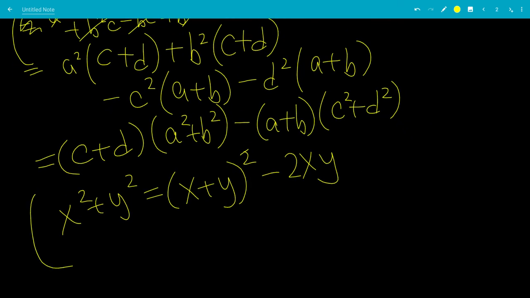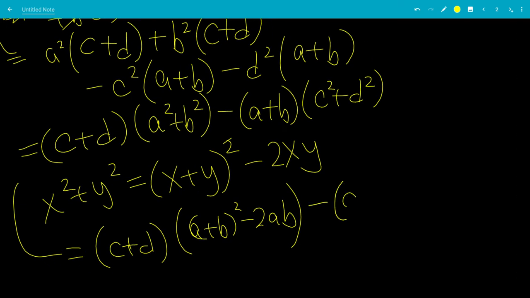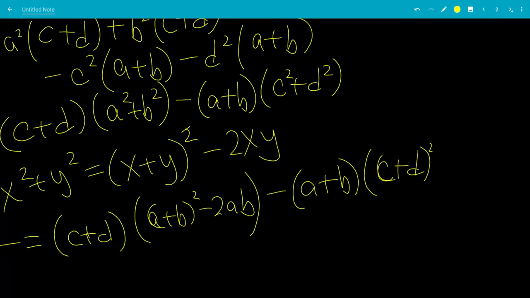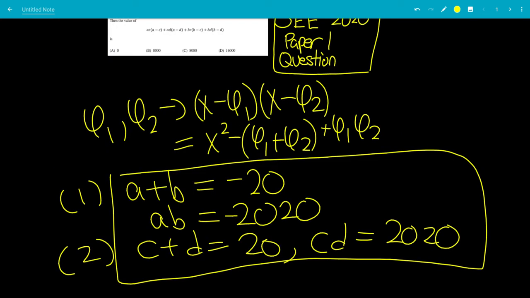Okay, so this is equal to c plus d times a plus b quantity squared minus 2ab, and then parentheses minus a plus b times the quantity c plus d quantity squared minus 2cd. So now we have everything we need. We have c plus d equals 20, a plus b, and cd. So we can just plug those things in.